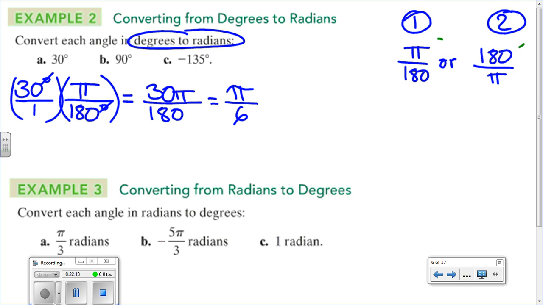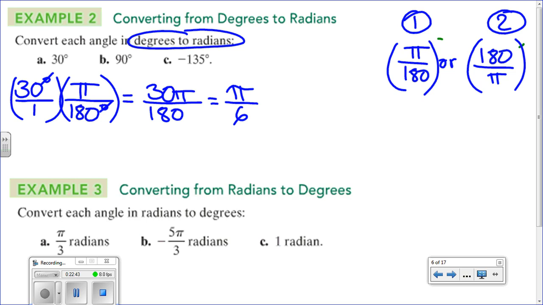Will this always be 180? Yes, this will always be the conversion factor that we will use. Always. Because remember, if you forget what numbers they were, think about it. The whole turn is 2 pi, because it comes from the circumference formula, 2 pi r. 360 is 2 pi, so if you want to use 360 and 2 pi, that's the same.